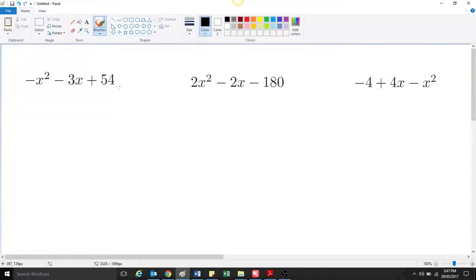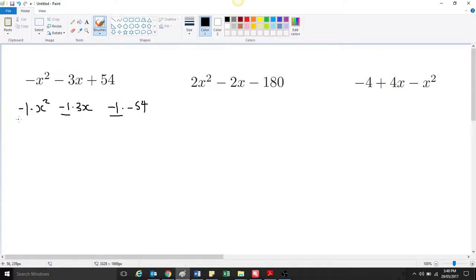Right, here we're looking at a bit more complex quadratic trinomials. Basically what we're going to do with these ones is factorise something first before we do our cross product method. So what I'm going to show you here with the first example is minus x squared is equal to minus 1 times x squared. Minus 3x is equal to minus 1 times 3x. And positive 54 is equal to minus 1 times minus 54. So we can see in all three of these, minus 1 is a common factor.